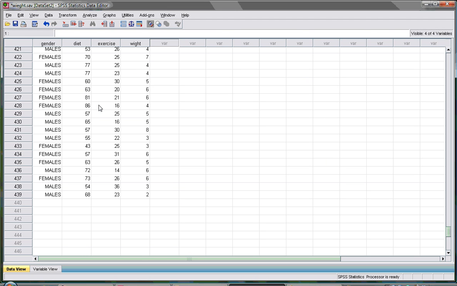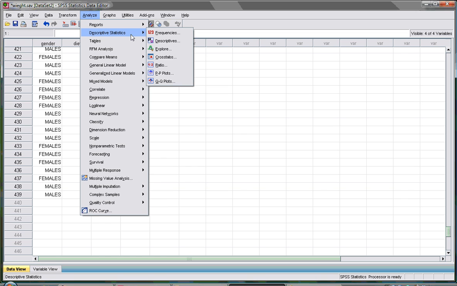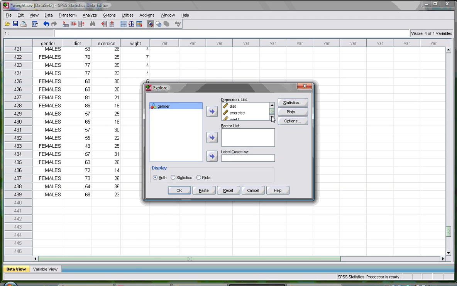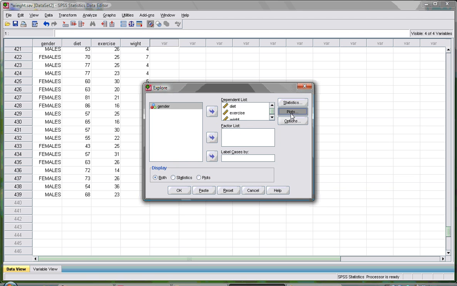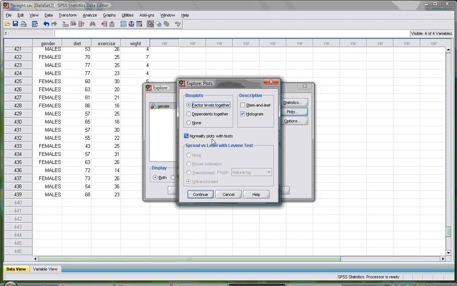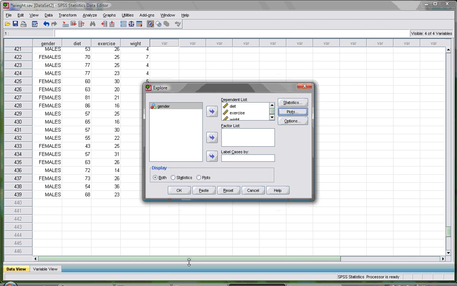Now, before starting, as we discussed before, you want to examine the normality of your data. You can do it before the analysis or even after the analysis. Before the analysis, as we discussed, you can go to descriptive statistics and explore your data here. You select descriptive, and most important is the normality plot with the test as well as the histogram. Then you hit OK.